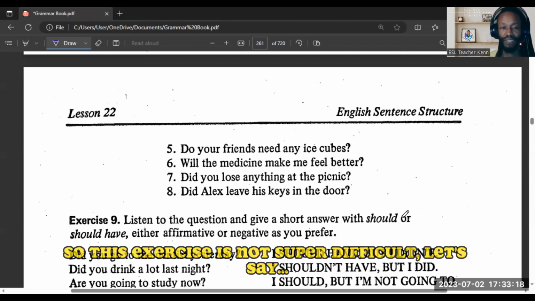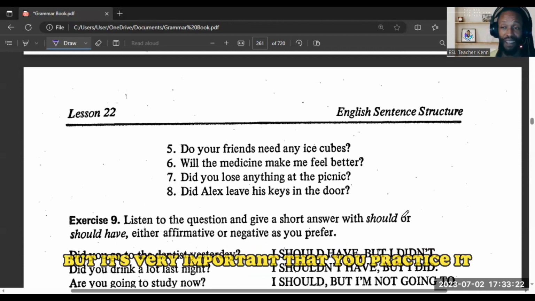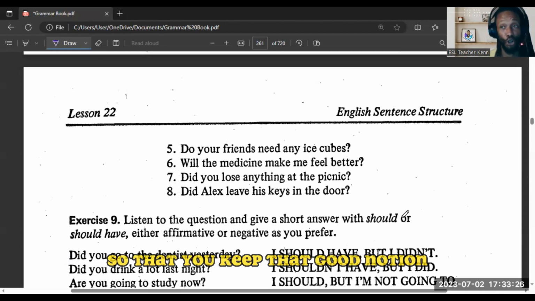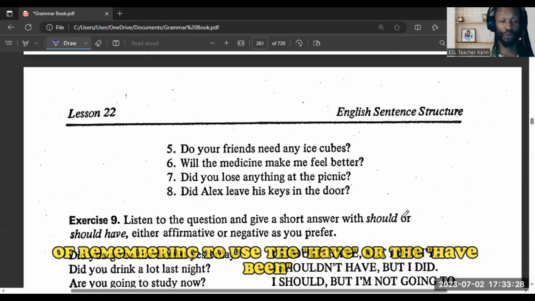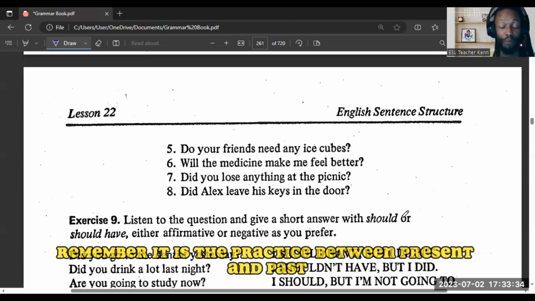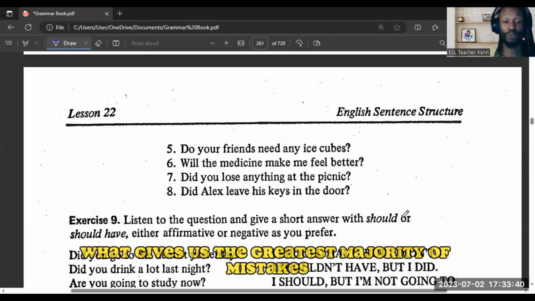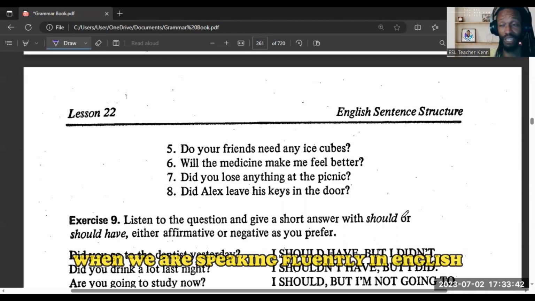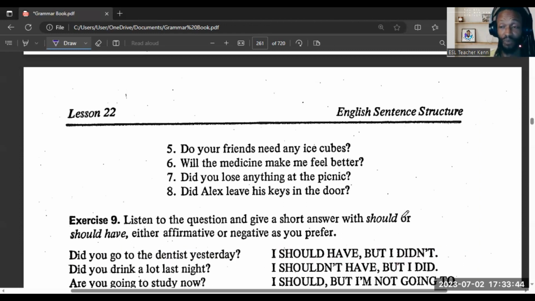So, this exercise is not super difficult, let's say, but it's very important that you practice it so that you keep that good notion of remembering to use the have or the have been when you are using the modals in past. Remember, it is the practice between present and past that gives us the greatest majority of mistakes when we are speaking fluently in English.